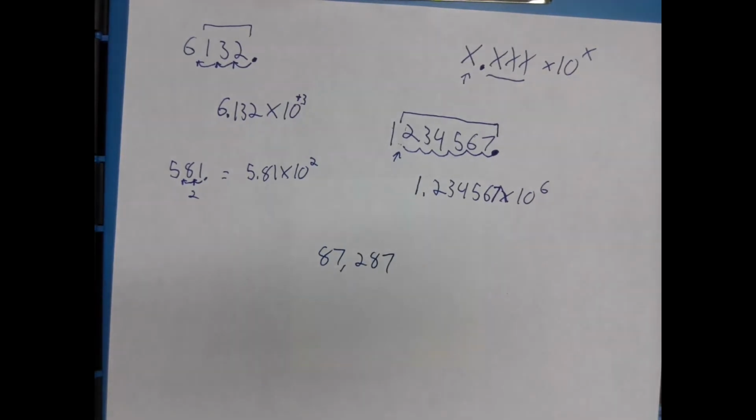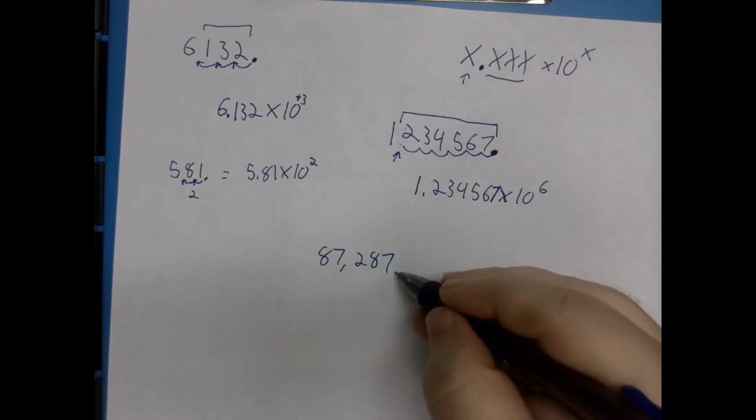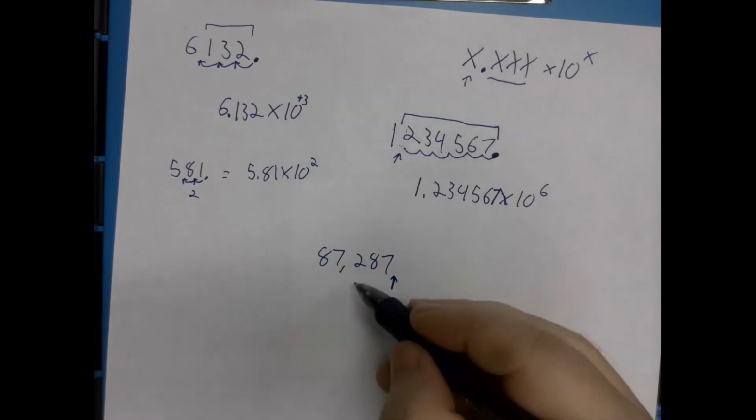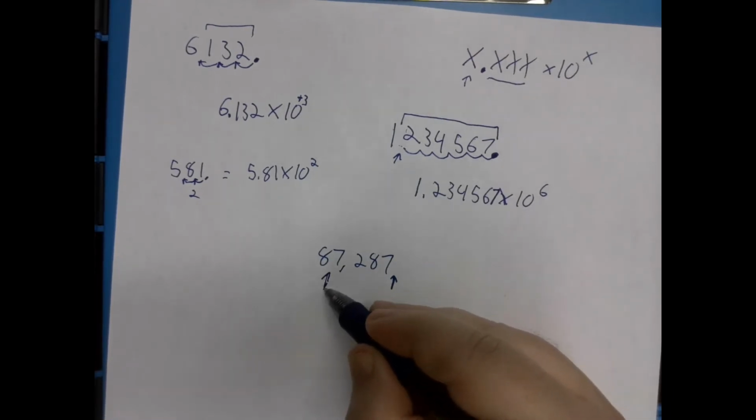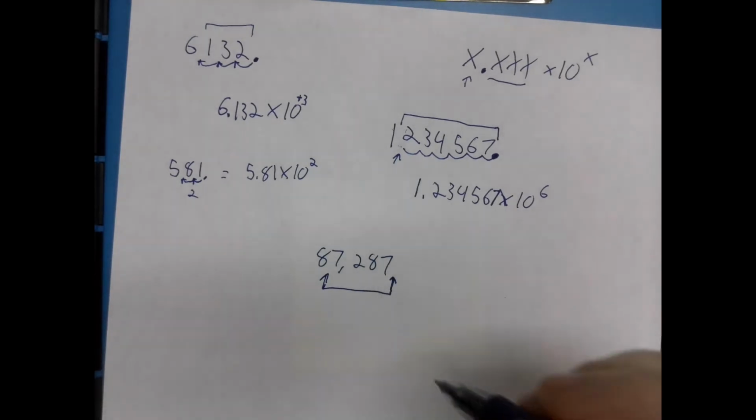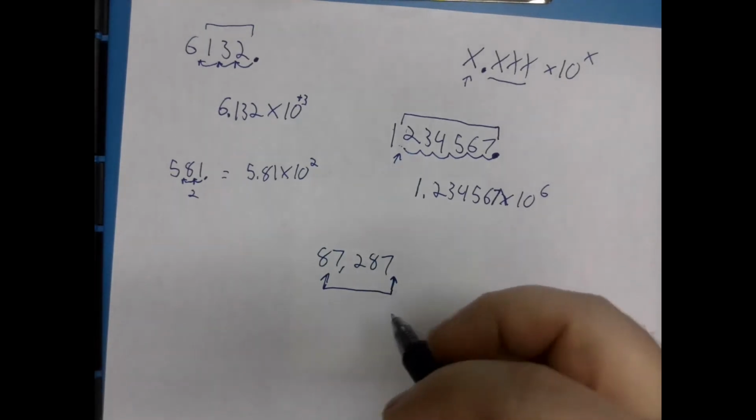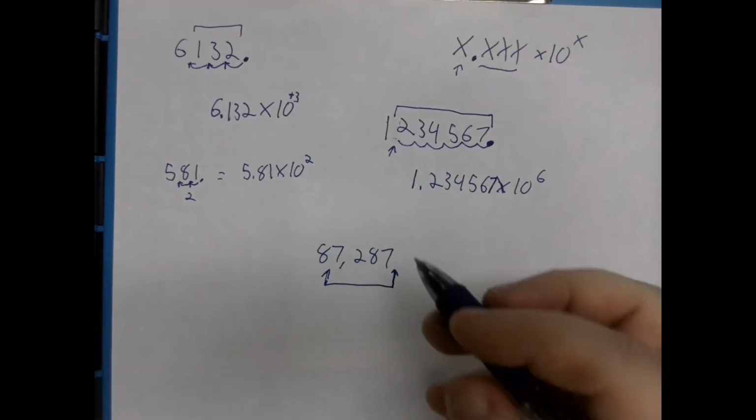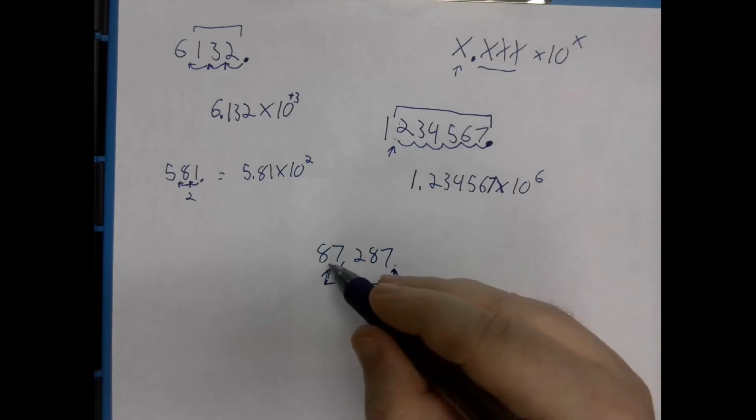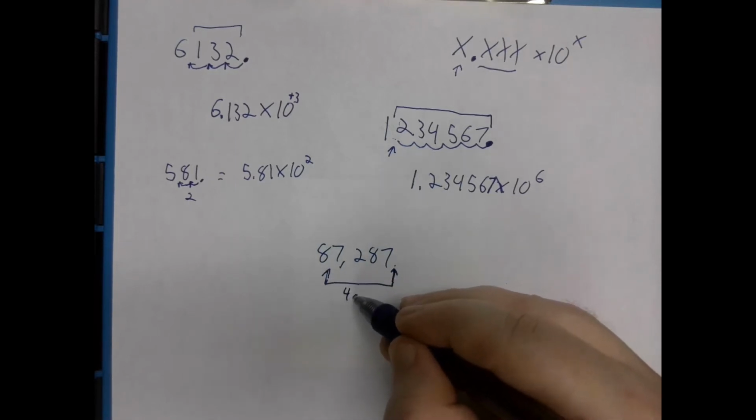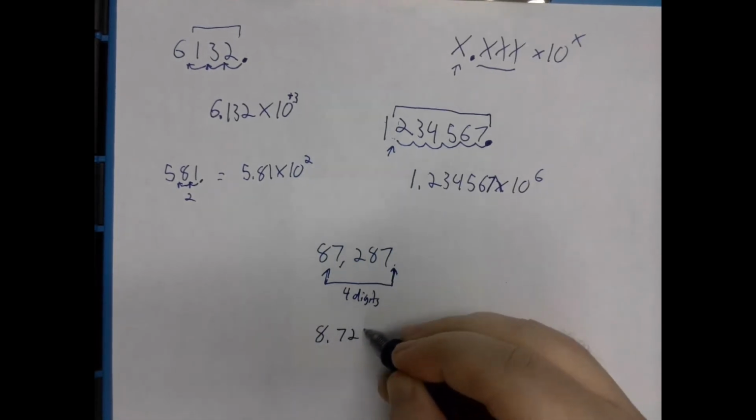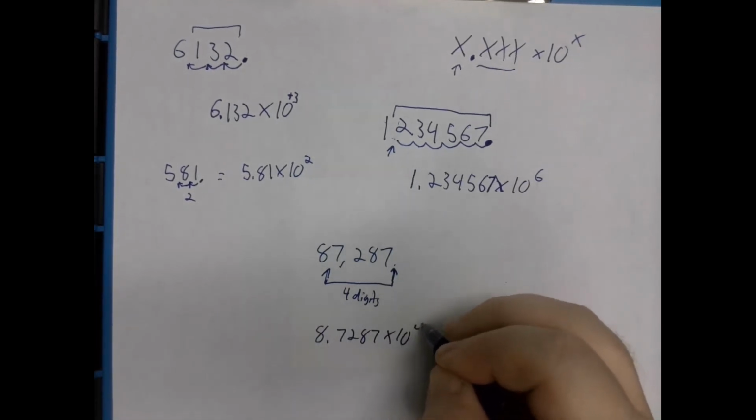So 87,287. Again, there's an imaginary decimal point right here, and you want to move it after the first digit. So there are 4 numbers in between, or you can do the hopping method. You get to choose how you want to look at it. You can know that there's a decimal point supposed to be right here, and you're trying to move it here. That's 4 digits you're moving it by. So the answer will be 8.7287 times 10 to the 4th.